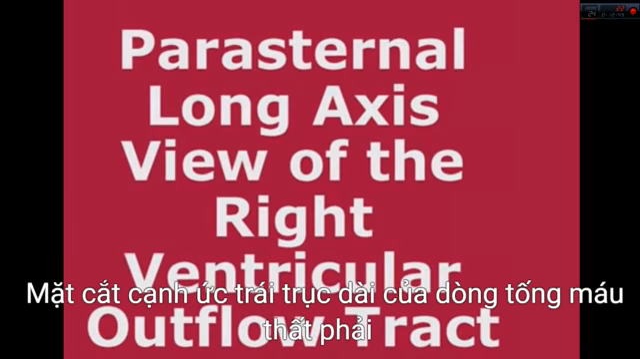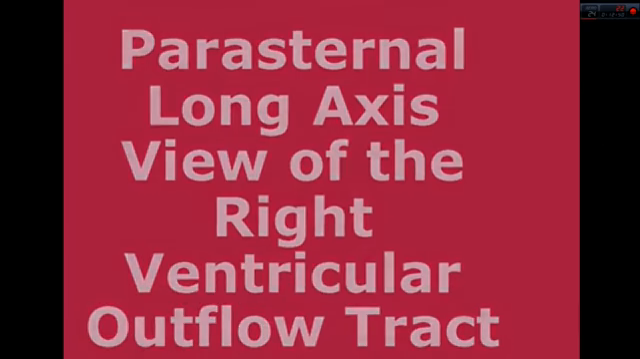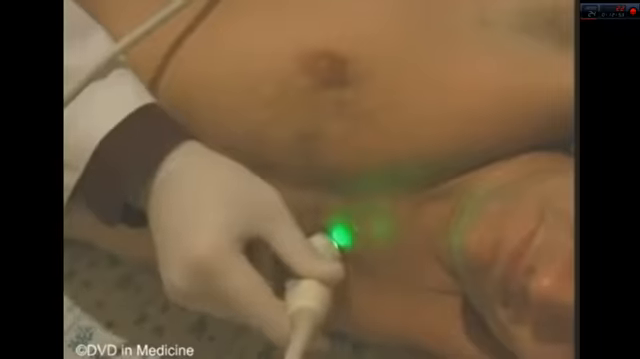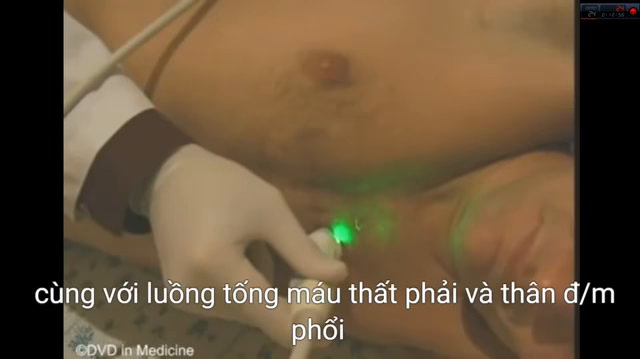Parasternal long axis view of the right ventricular outflow tract. Now one will try to see the pulmonary valve together with the right ventricular outflow tract and pulmonary artery trunk.